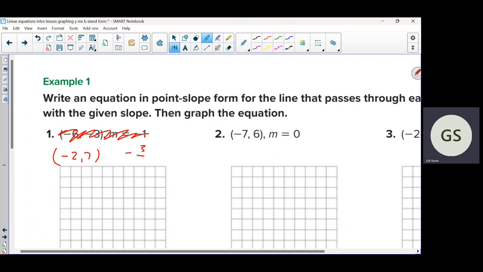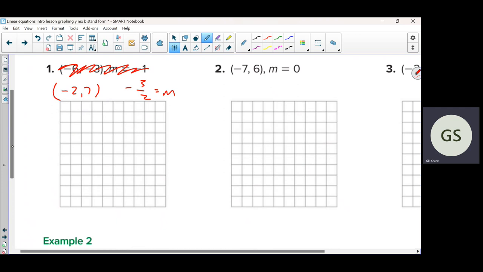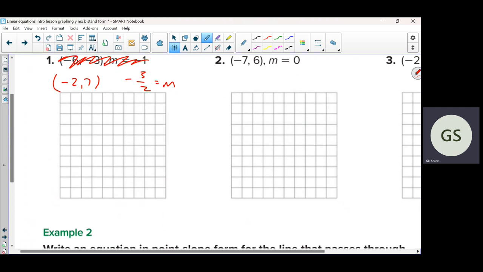Negative 2, 7, negative 3/2 is the slope. So I put negative 2, 7 on the graph. Oh, they didn't even give you the graphs. Hate it when they do that. So we would need to probably make our x and y up here. I'll give you graph paper if you want to use graph paper.